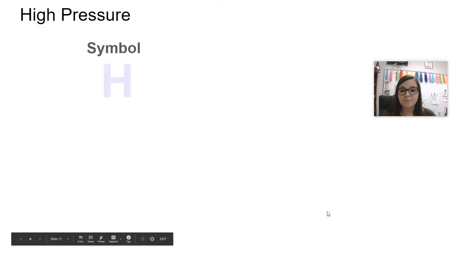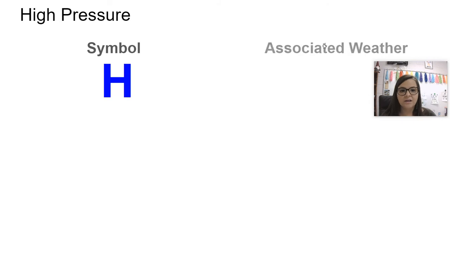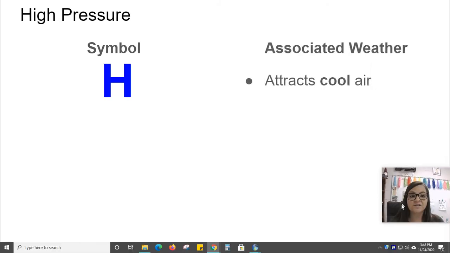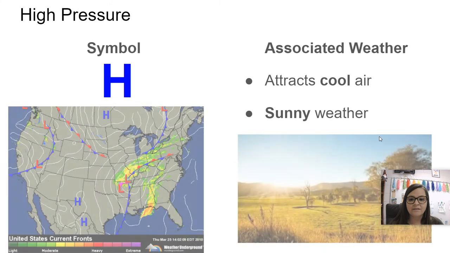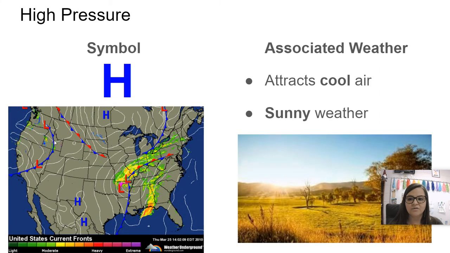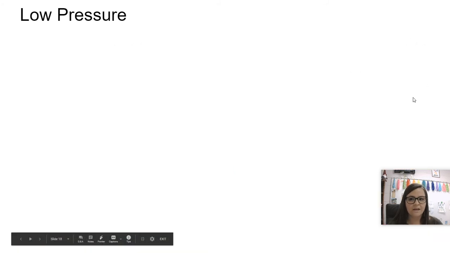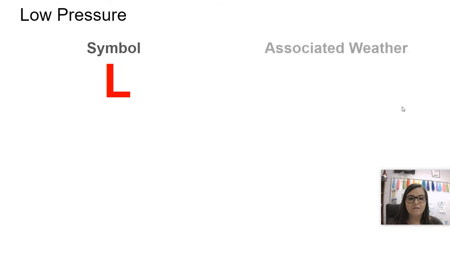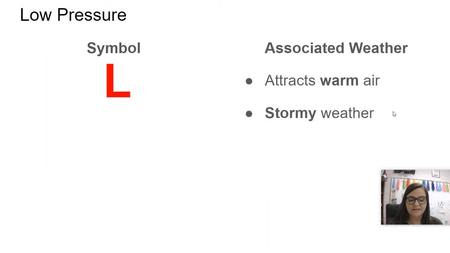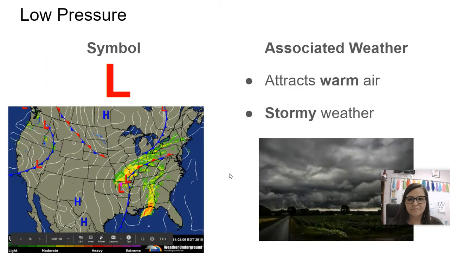High pressure symbol, blue H. Associated weather is going to be cool air, sunny weather. And here you see a cold front symbol, stationary front symbol, as well as the low pressure and high pressure symbols. Low pressure is going to be a red L. Associated weather attracts warm air, stormy weather.